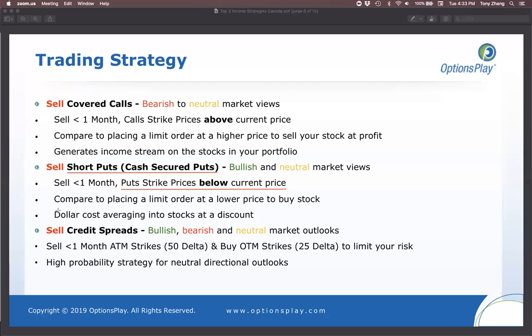So selling a cash secured put is really comparing to placing a limit order at a lower price to buy the stock. So again, you have a $100 stock, you want to buy the stock at a lower price, you would place a limit order at that lower price to buy the stock. Here, what we're saying is sell that put at the same strike that you would place a limit order for.